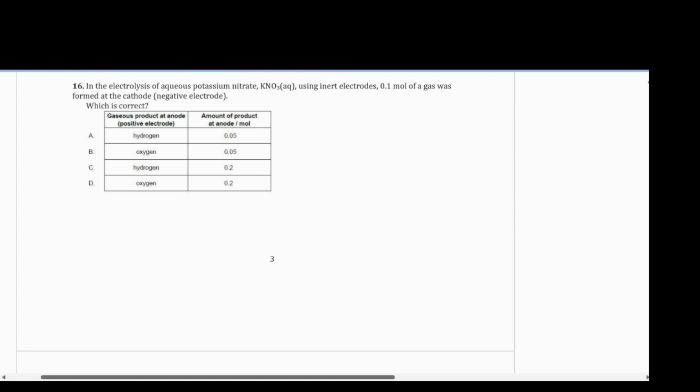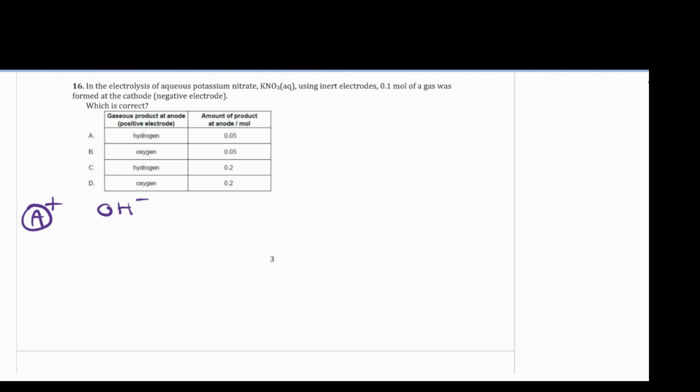So first, let's work out what gas was produced at the anode. At the anode, we have the negative ions. Since it's an aqueous solution, there will be OH minus ions and NO3 minus ions. What are we going to pick? The hydroxide. Yes, that's right. We don't pick the salts.